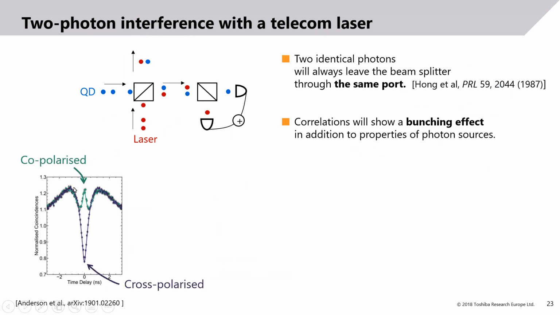And in fact, if you look here, this is a correlation measurement between these two detectors. And if we have co-polarized identical photons, this is exactly what you see. So you see a bunching at zero delay, versus for cross-polarized photons, we just get the profile of a single photon source on a background provided by the laser photons. This is exactly what we would expect.